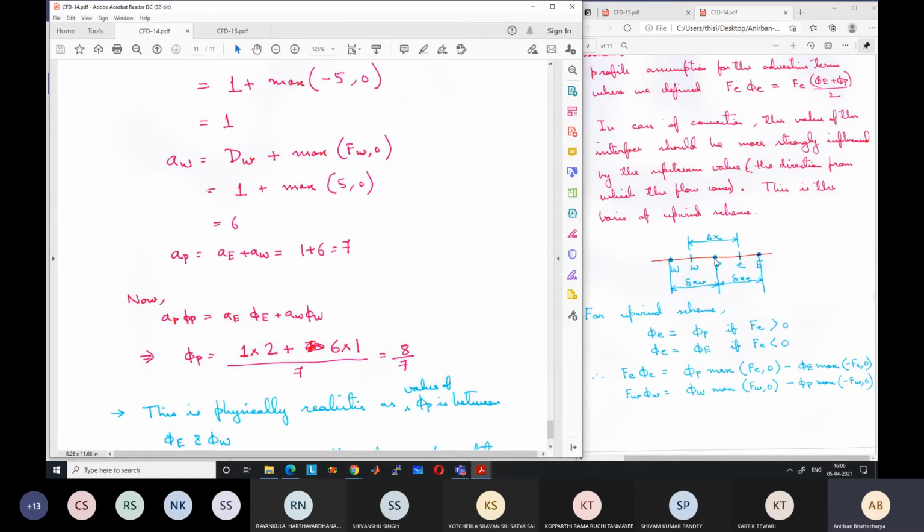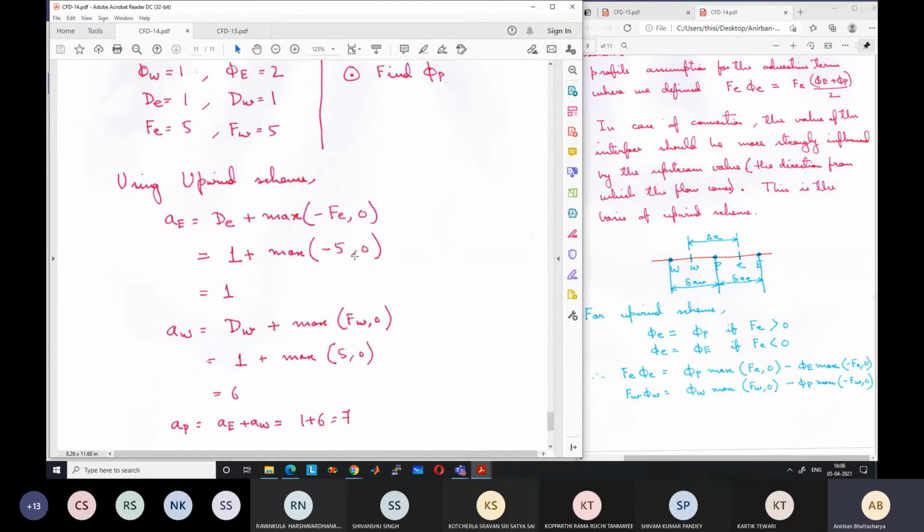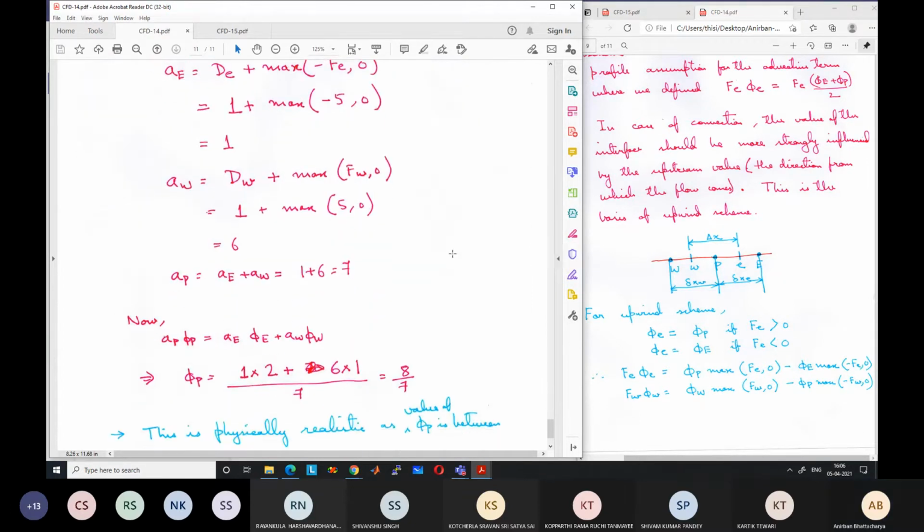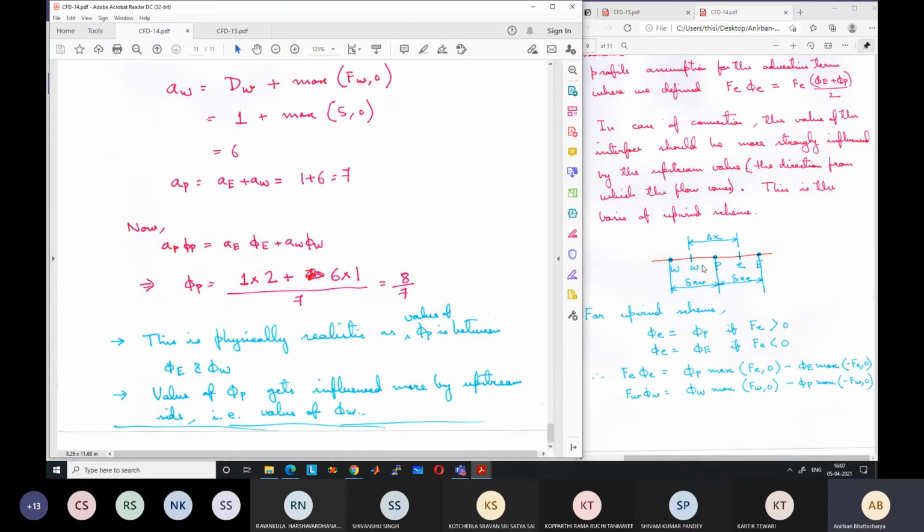Let us get a couple of insights from this result. One is that this value of phi P is between the value of phi W and phi E. The value at phi W was 1 and the value at phi E was 2, and we have obtained the value in between these two values. This is physically realistic because it has to be between these values if there are no source terms. Second thing to observe is that the value of phi P is very near to the value of phi W. The value at phi W is 1, the value at phi E is 2, and the value of phi P is 8 by 7, which is very near to 1, not very near to 2.